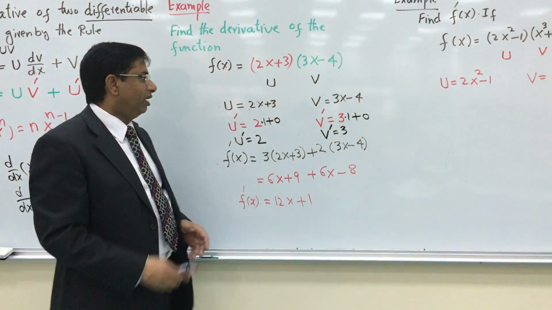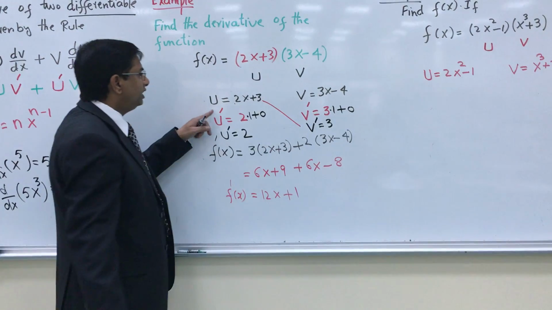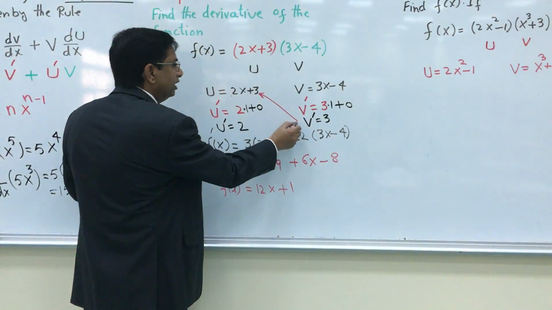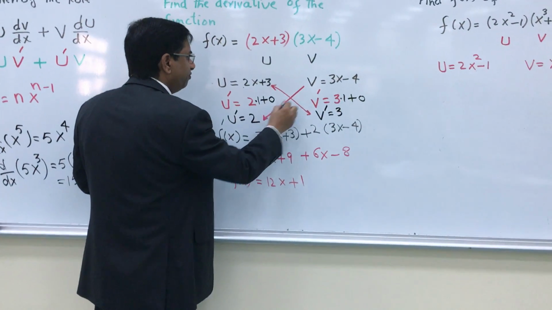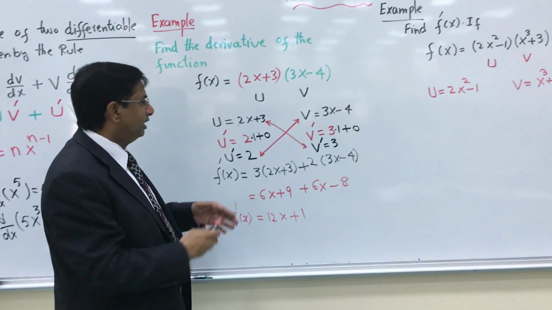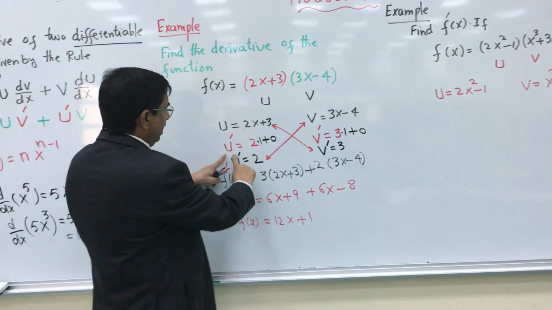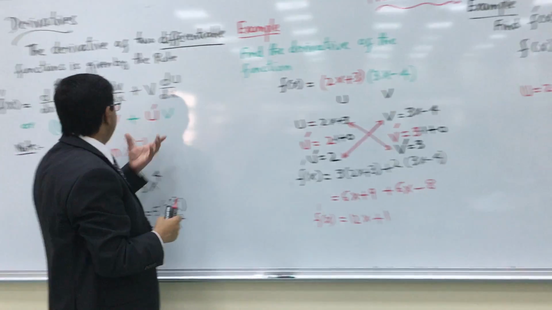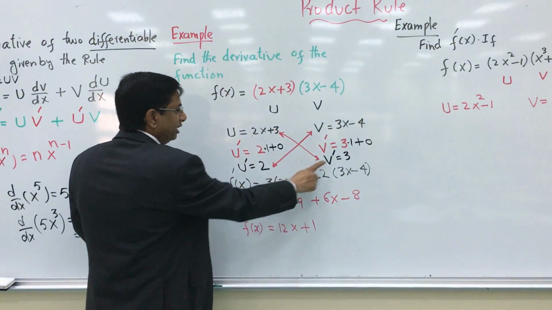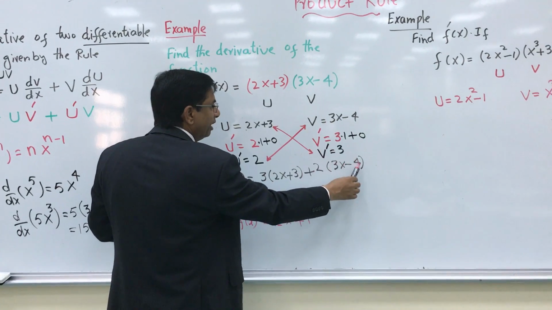According to the rule, the first term should be u times v prime, so we multiply. Just do the cross multiplication in brief; no need to go into depth and no need to remember the formulas. When you multiply you can see u times v prime and u prime times v, the same thing. So we get 3 times (2x plus 3) plus 2 times (3x minus 4).